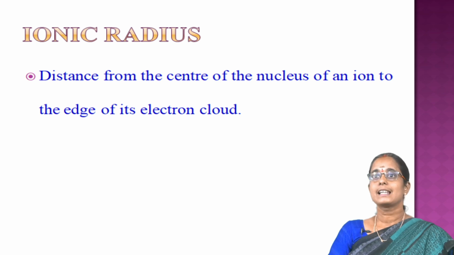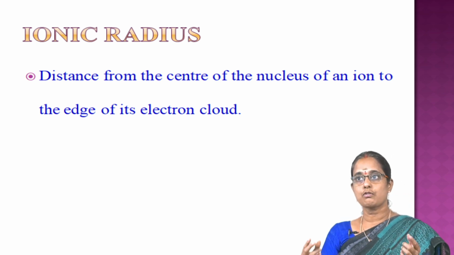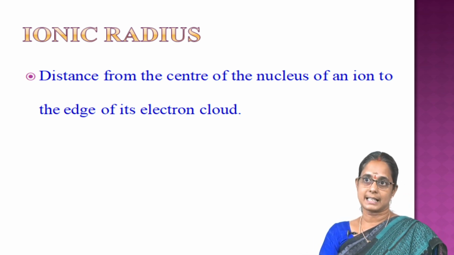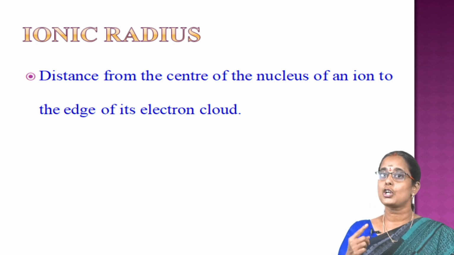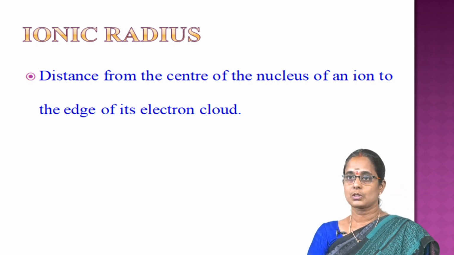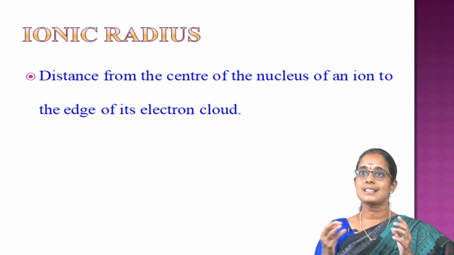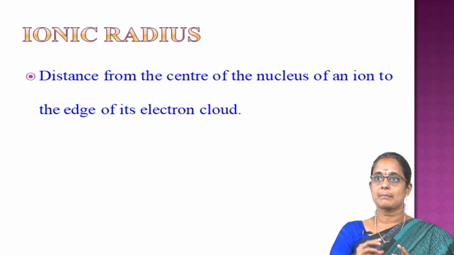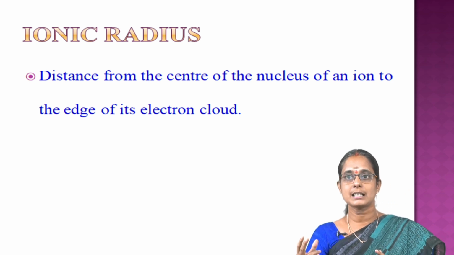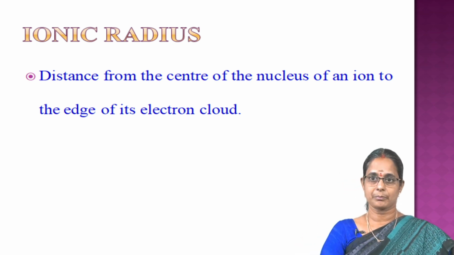An anion is formed by the addition of one or more electrons to the atom. So the effective nuclear charge is reduced, and the electron cloud expands. As a result, the radius of a negative ion is larger than the corresponding atom.